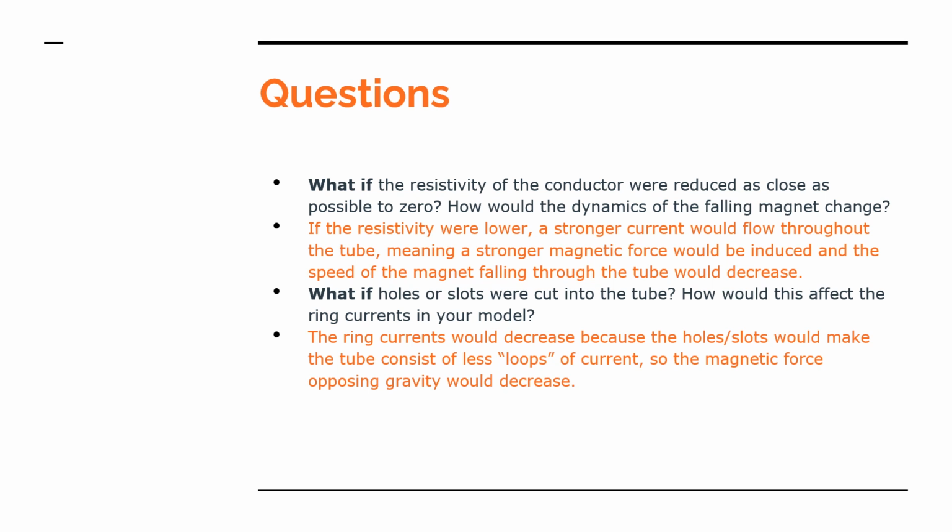Another thing is if holes or slots were cut into the tube as the magnet was falling, this would, in practice, reduce the number of loops through the tube because there'd be less aluminum foil, and so fewer loops. This would decrease the current, so the magnetic force opposing gravity on the bar magnet would decrease, and the magnet would fall faster than if there were no holes or slots cut into the tube.